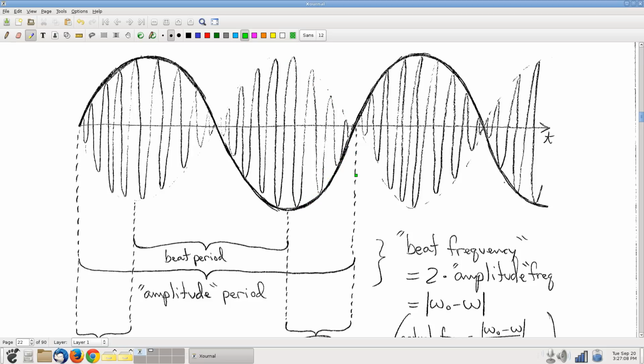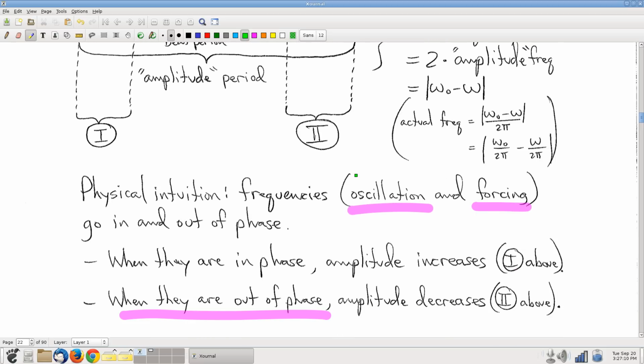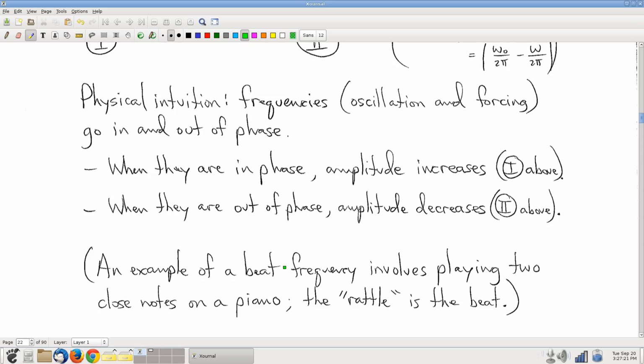Okay, so that's a physical point of view, a sanity check on our result. It's not a rigorous argument, but it makes the result that we've gotten satisfying. Okay. One last observation I'll make.